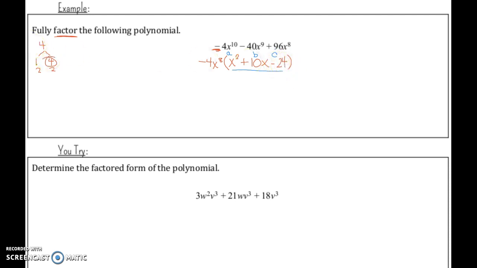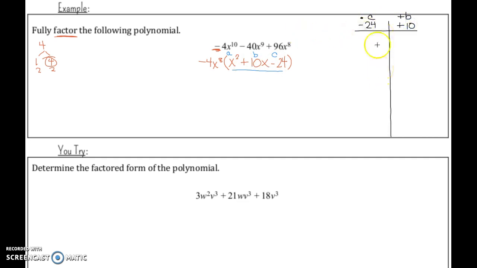So now I'm going to use these and I'm going to fill in a t-chart with these values. So you're going to draw a little t-chart off to the side. And we want to find things that multiply to C and add to B. So our C value over here is negative 24. Make sure you bring the negative with it. So I want to find things that multiply to negative 24. Then our B value is positive 10. So I want to find things that add to positive 10.